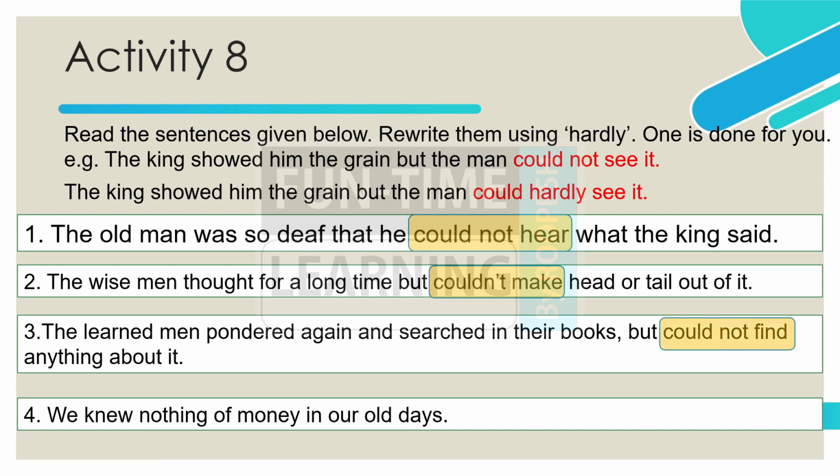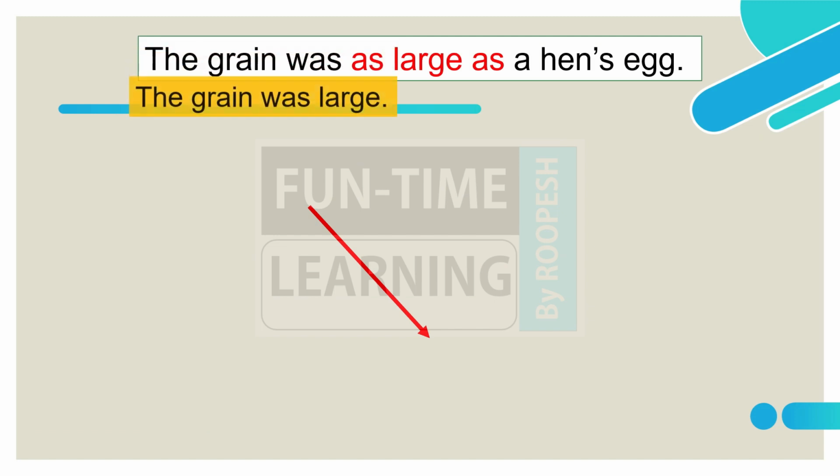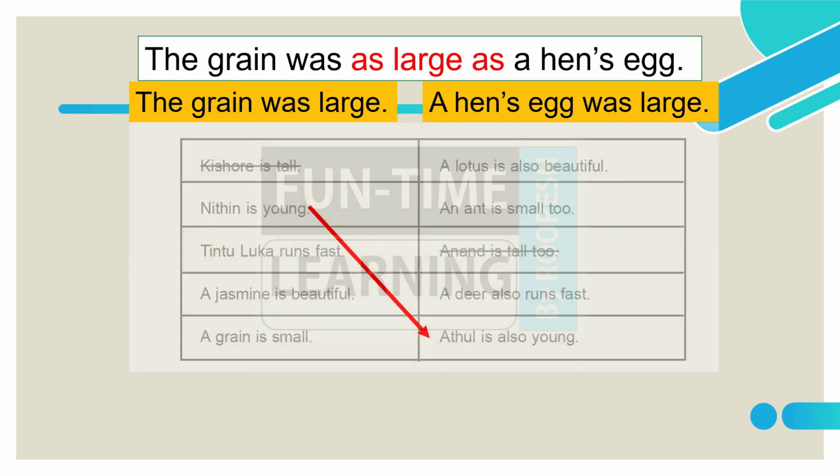And similarly we have "could not find" here. We knew nothing here. Nothing is the word which negates that sentence. The grain was as large as a hen's egg. So this sentence can be split into two parts. The grain was large, a hen's egg was large.